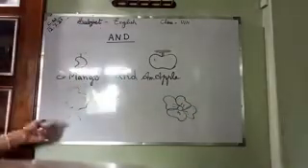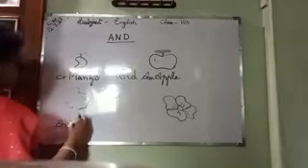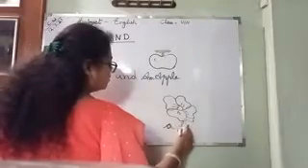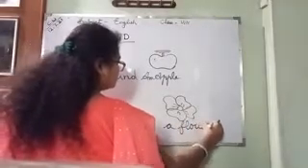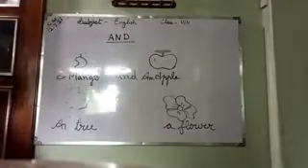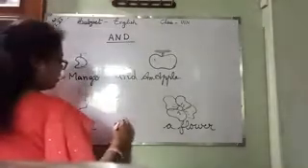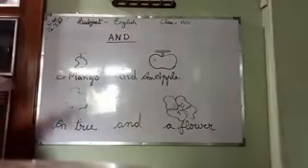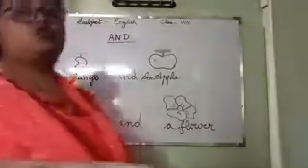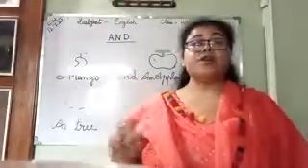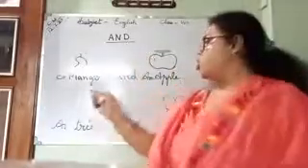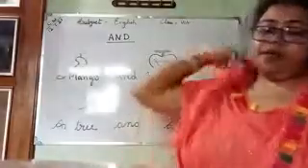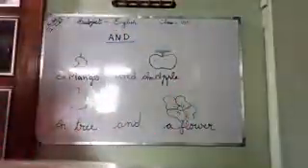Okay? A tree and this one a flower. So how can we say? We can say a tree and a flower. Okay? A tree and a flower. Understand? We use and when we want to join two words or group of words. Okay? Understand? We use and. Understand? Now come to the next.